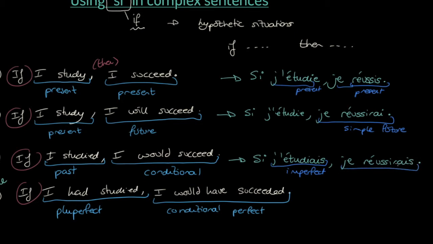Je réussirais. Conditional. And do notice, obviously, there's only a slight difference from the simple future, isn't there? Je réussirai, je réussirais. So in terms of spellings, it's only an S, but can you hear the pronunciation? Je réussirai, it's more of an E sound. Je réussirais, it's an E sound. Okay, so we've got imperfect followed by conditional.